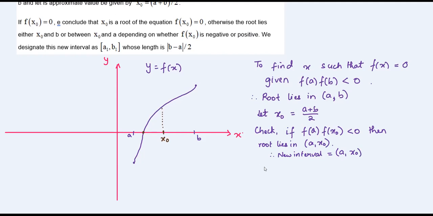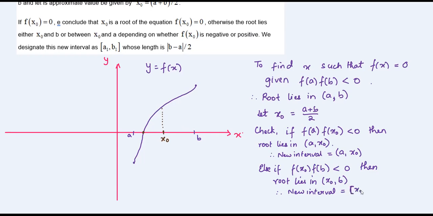Now, on the other hand, if this fails, else if f of x naught into f of b is less than 0, that means f of x naught and f of b are of opposite signs, then the root lies in x naught comma b. Therefore the new interval is x naught comma b. Of course, there is one case.